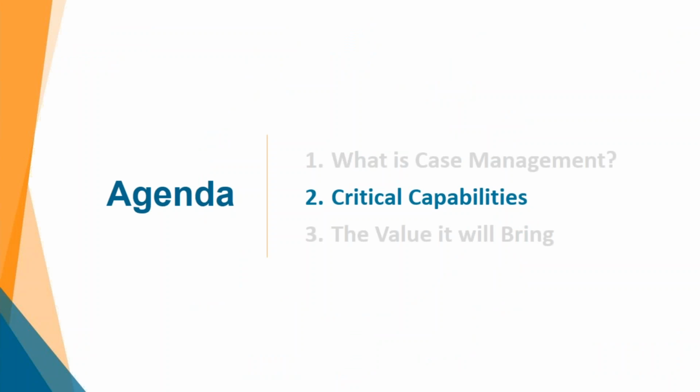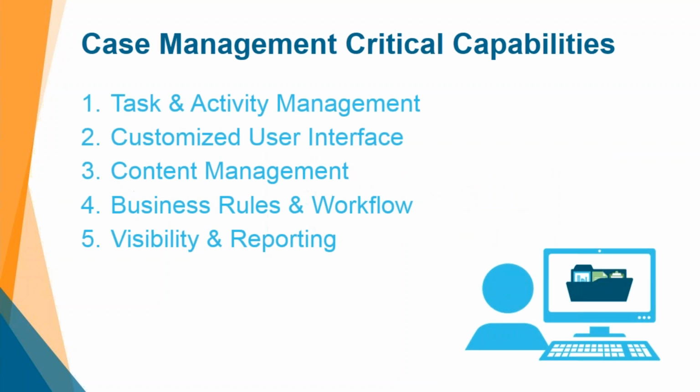So now that we've defined how we're talking about case management today and what our definition in the industry is, I want to move into talking about the critical capabilities that organizations are looking for in case management solutions and how OnBase supports them. So those critical capabilities are summed up within these five points: managing tasks and activities more effectively, having a customized user interface, and having a case management solution that's content aware and allows you to manage your content along with those cases, as well as automating business rules and processes where we're able to, and increasing visibility and reporting across the organization.